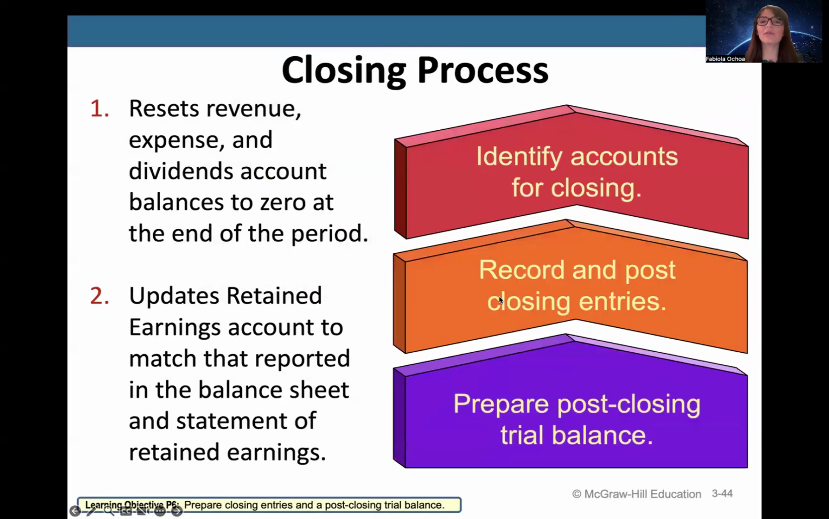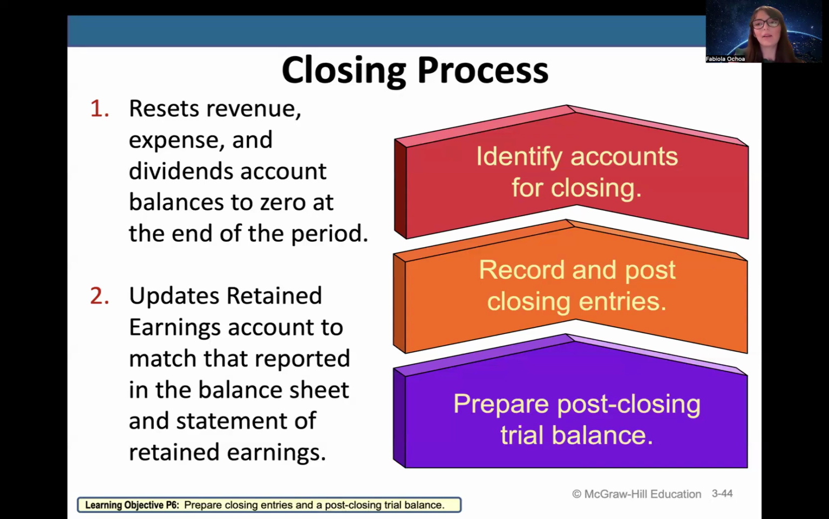Okay, now we are going to go over something called the closing process. Now, in our worksheets, we have a nice acronym to remember this and to remember the order in which we close our books. So, the closing process resets revenue, expense, and the dividends account balances to zero at the end of the period. Step 2, it updates the retained earnings account to match that reported in the balance sheet and the statement of retained earnings. So why is it important to close revenue and expenses at the end of a period?